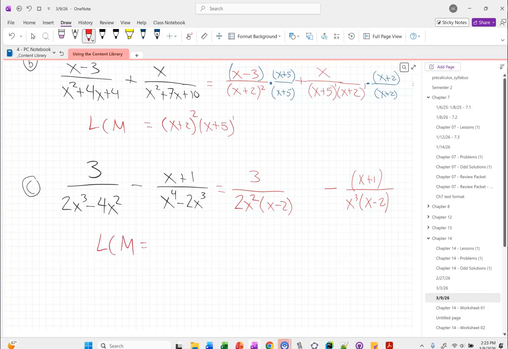Least common multiple. How many distinct prime factors do you guys see? 2. No, 1. No, 3. It's okay. There are 3. Here's the $100,000 question. What are the 3 distinct factors? Oh, 2x squared, x minus 2, x to the third? No. The 3 distinct prime factors are 2, x, and x minus 2.